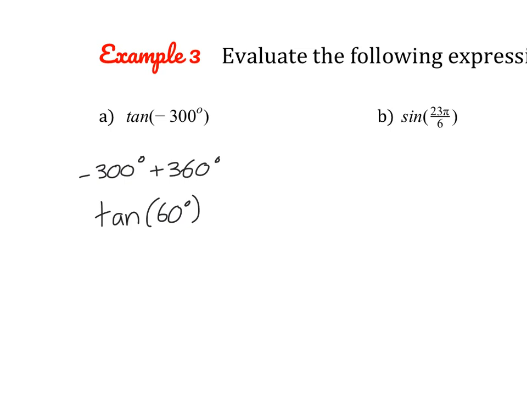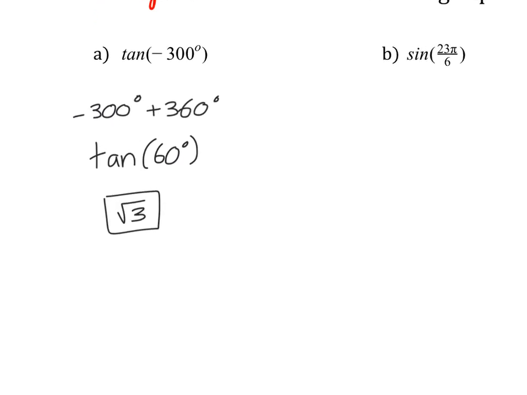So maybe you just know this one by memory. You should know that the tangent of 60 degrees is square root of 3. If you don't, that's okay. We can draw a picture. We know that 60 degrees is in quadrant 1. Our reference angle is 60. We can turn it into a little right triangle and mark up our triangle. 1, 2, root 3. So the tangent of 60 degrees is root 3 over 1.